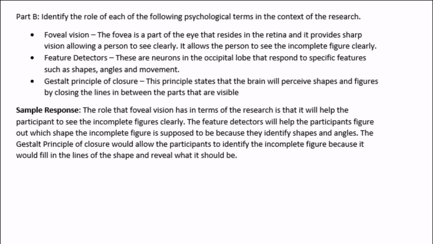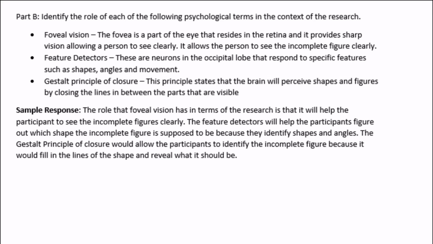The role that feature detectors play in this experiment is that they allow the participant to see the partial shapes and angles that are portrayed as the incomplete figure. Gestalt principle of closure. This principle states that the brain will perceive shapes and figures by closing the lines in between the visible parts. The role that this plays in the experiment is that it will be able to close the parts of the figure that are incomplete, making a full geometric shape, and revealing the shape to the participant.